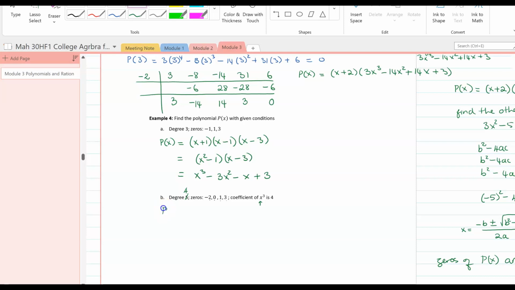So start with the polynomial. p of x is equal to x minus negative 2, so x plus 2, times x minus 0, times x minus 1, and times x minus 3. Okay, so let's multiply this all out: x times x plus 2 times x minus 1 times x minus 3.